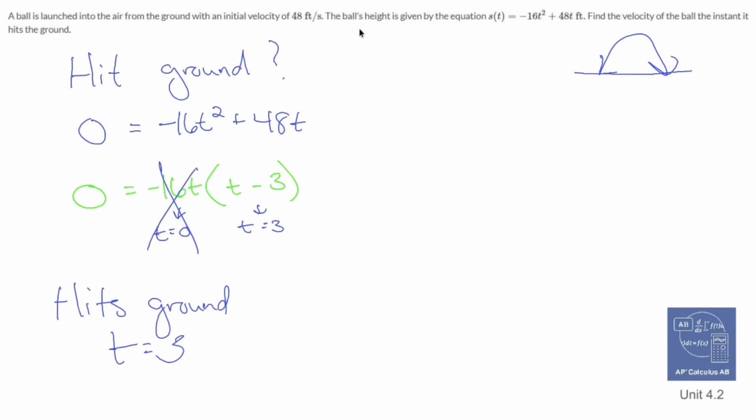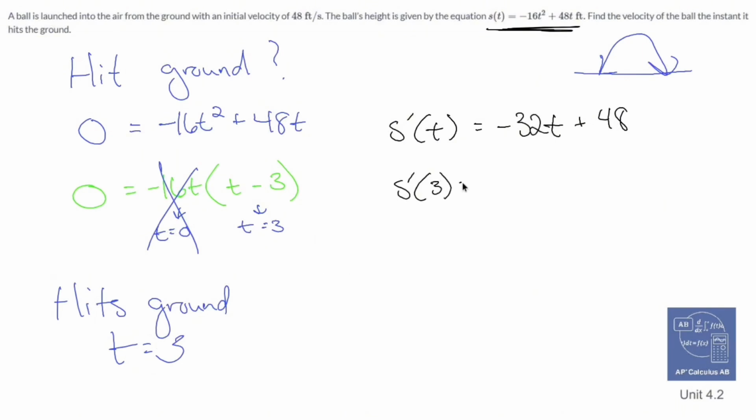Cool. Am I done? No. Because I care about the ball's velocity. I care about its velocity the moment it hits the ground. So I need to take that position function right here and find the velocity function by taking the derivative. So s prime of t is going to equal the derivative of negative 16t squared, power rule, which is negative 32t, plus 48. Now I'm going to take that 3, because that's when it hits the ground, and plug it in. So negative 32 times 3 plus 48. Negative 32 times 3 is negative 96, plus 48 is going to be negative 48.